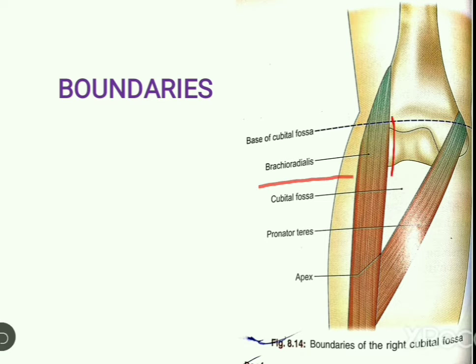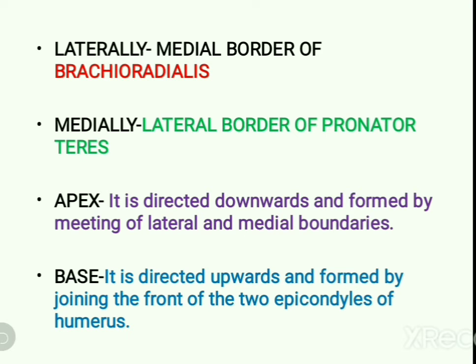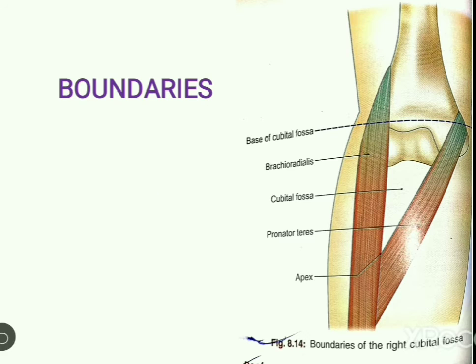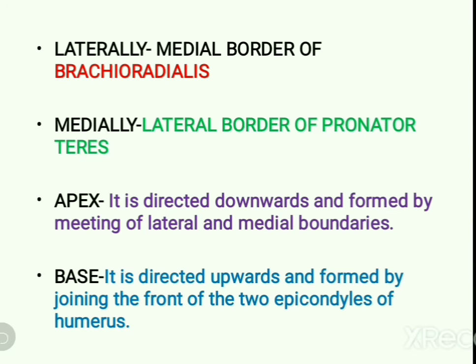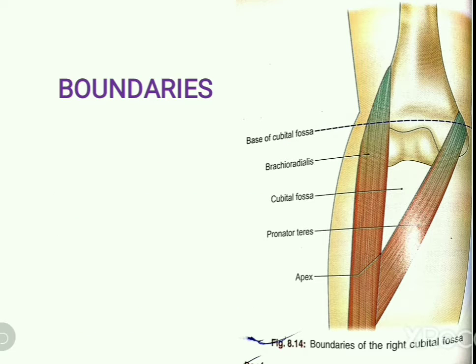Okay, this is the medial border of the brachioradialis muscle, this one, and this is the lateral border of the pronator teres muscle, which is this one. So the cubital fossa has lateral border which is formed by the brachioradialis muscle and medial border which is formed by the pronator teres muscle.